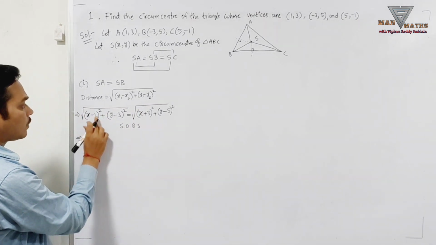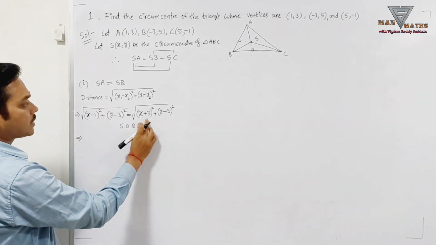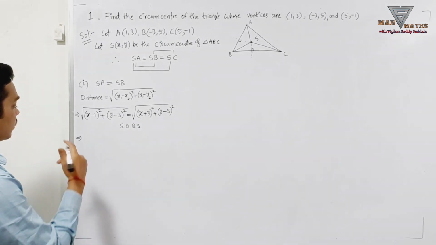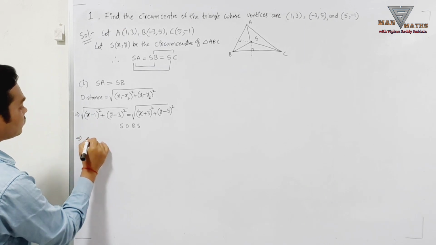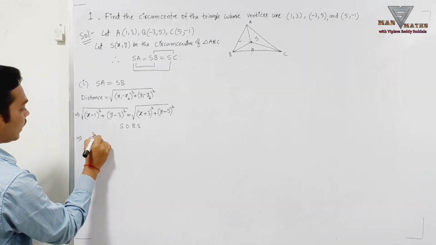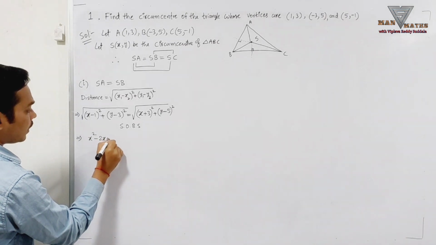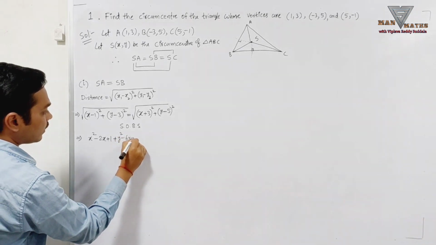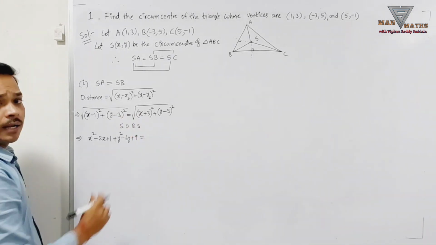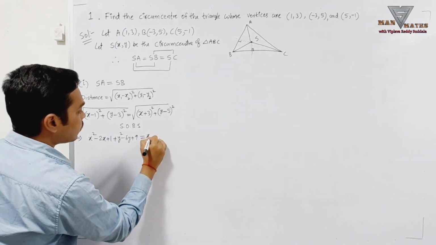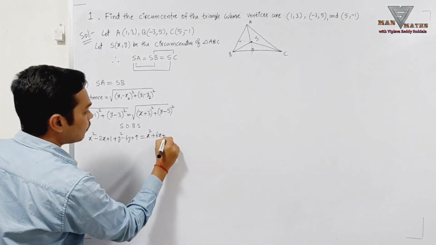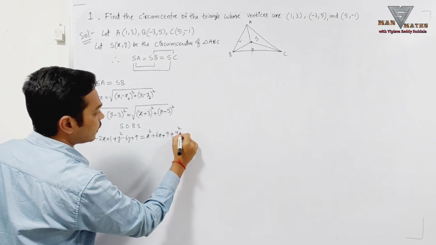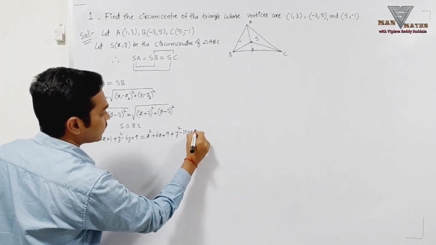Remaining terms: (x minus 1) whole square, (y minus 3) whole square, equals (x plus 3) whole square, (y minus 5) whole square. These are in the form of (a minus b) whole square and (a plus b) whole square. Now apply the formulas. (x minus 1) whole square is x square minus 2x plus 1. (y minus 3) whole square is y square minus 6y plus 9, equal to (x plus 3) whole square, x square plus 6x plus 9. (y minus 5) whole square is y square minus 10y plus 25.